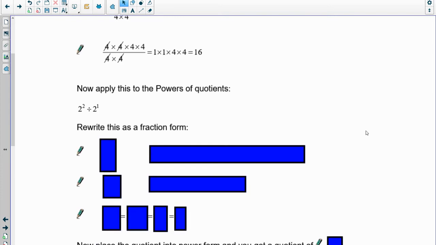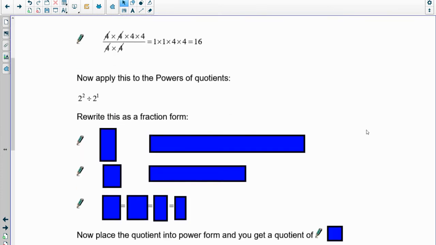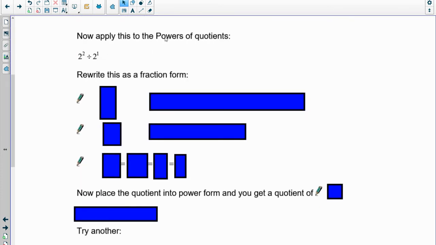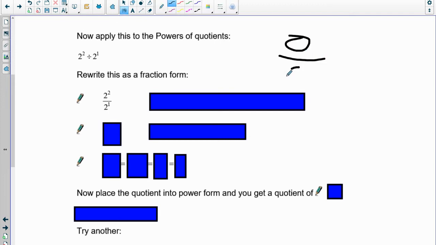Right. The answer in both cases stays at 16. So now let's apply this to the power of quotients. 2 to the 2 divided by 2 to the 1. We're going to rewrite this as a fraction, because we know that divide is simply a fraction. A fraction is the divide question you haven't done yet. All right? And that's why you look at a divide symbol. You've got a number there and a number there. That's division. That's your divide sign. Right? It's a fraction. All right?